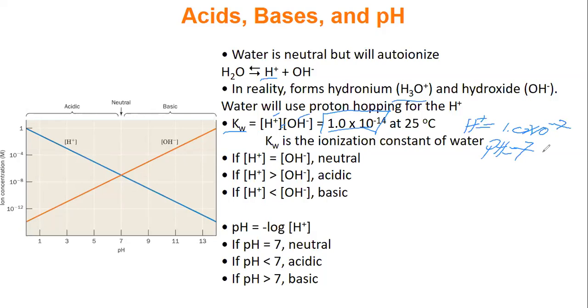Basically, neutral pH is only 7 at room temperature. If you're at any other temperature, neutral is not 7. It's slightly off. We're not going to worry about that. That's just a fun fact. If water is like 80 degrees centigrade, neutral is not 7 anymore. It's like, I don't know, 7.08 or something like that.